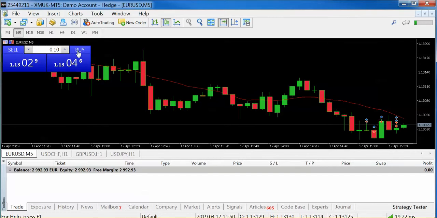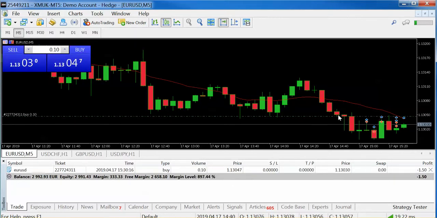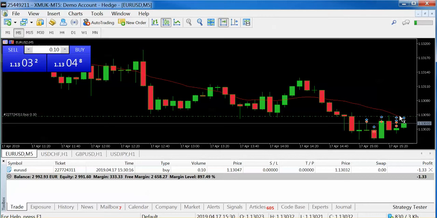We'll try and buy. We didn't buy before, so now we're going to buy. So we've bought. Can you see that now we have bought? Our buy line is up here, and our sell line, if we were to sell this market, would be on this line here, but because we're buying this market, it shows up here.